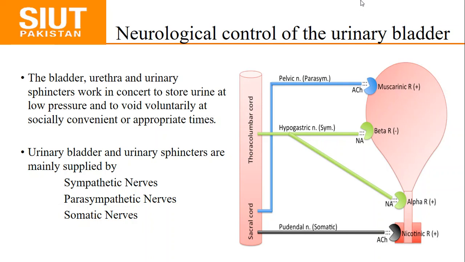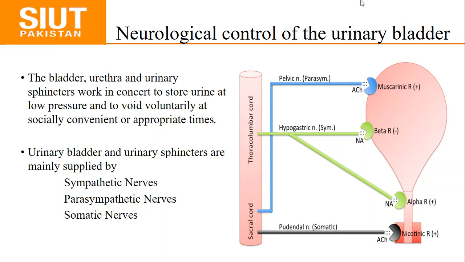On the other hand, the sympathetic nervous system, which acts by way of the hypogastric nerves, has 2 types of receptors. The ones on the detrusor muscle are beta receptors, which inhibit the contraction of the detrusor muscle. On the other hand, we have alpha receptors, which are located on the neck of the bladder. Activation of the alpha receptors is responsible for the tonic contraction of the neck that is required for continence.